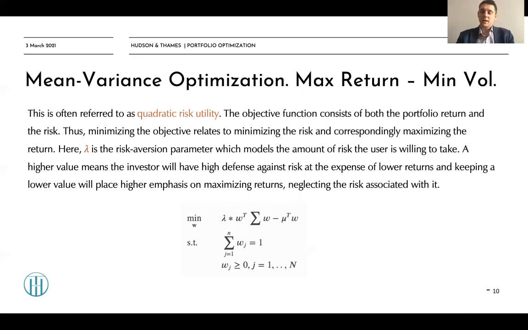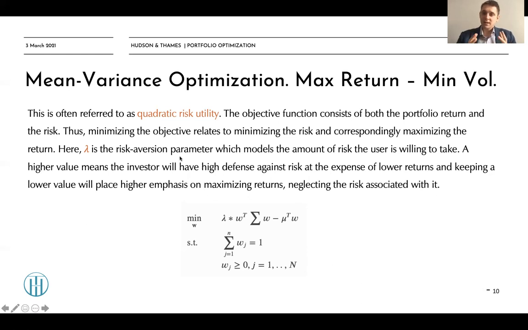The next step is the so-called maximum return minus minimum volatility. This is also referred to as a quadratic risk utility type of problem. The objective function consists of both the portfolio return and the risk. Thus, minimizing the objective relates to minimizing the risk and correspondingly maximizing the return. Here we can see in this optimization setting a new parameter, lambda, which is a risk aversion parameter, which models the amount of risk the user is willing to take. A higher value means the investor will have high defense against risk at the expense of lower returns, and a lower value will place higher emphasis on maximizing returns, neglecting the risk associated with it.